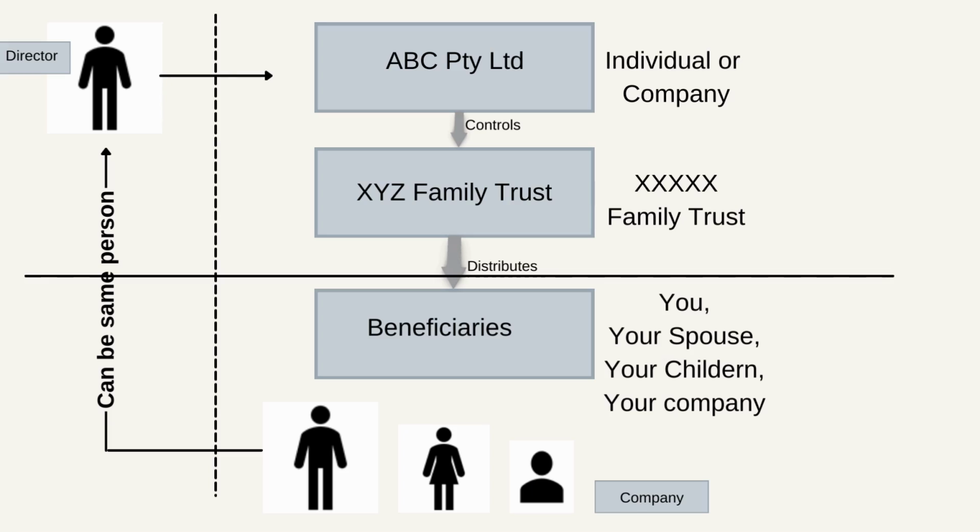So when the trust setup is done by your accountant or your lawyer, the first thing to do is to open a bank account, and the name of the bank account will be ABC Pty Limited ATF XYZ Family Trust. ATF stands for as trustee for.